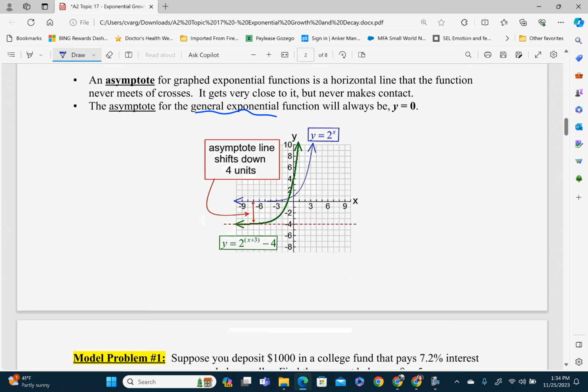This is a visual of what an asymptote is. Here's our green graph, and it will never cross below -4. This is usually the number that is the value for the asymptote. Over here, this is y equals 2 to the x. That's an exponential growth because our number right here is greater than 1. So the asymptote is this line right here, which is y equals 0, because this is plus 0 here.